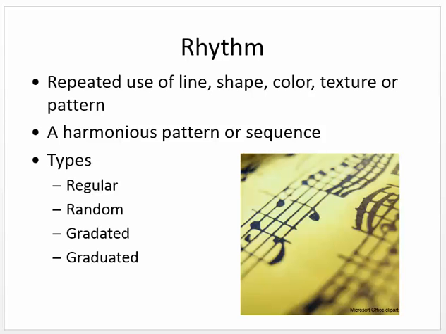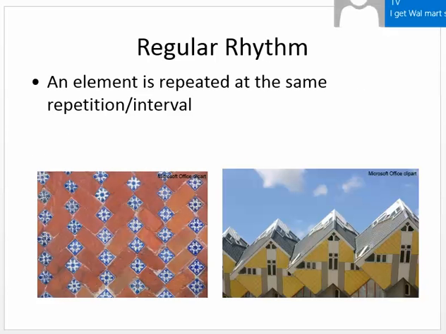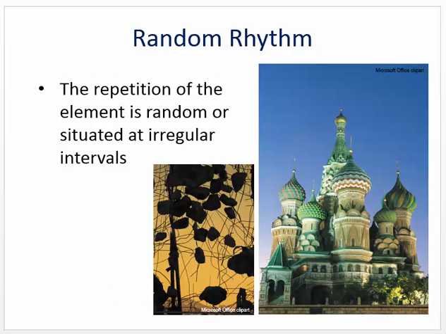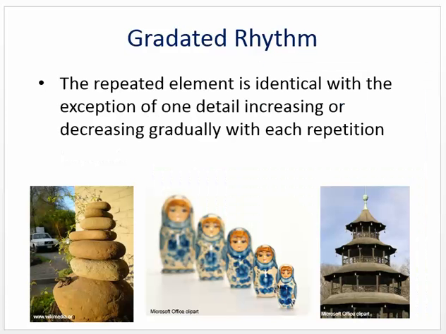Rhythm. Repeated use of line, shape, color, texture, or pattern. All right, so let's show you some rhythm. Regular rhythm. All right, regular rhythm essentially means that everything's going to stay the same. All right, the pattern's going to keep repeating. All right, you've got regular rhythm. Random rhythm. You have the same pattern, but it's kind of all over the place. All right, you've got this same shape here, but there's no regular pattern to it. You've got these leaves on here, so you have the same pattern, but it's irregular.